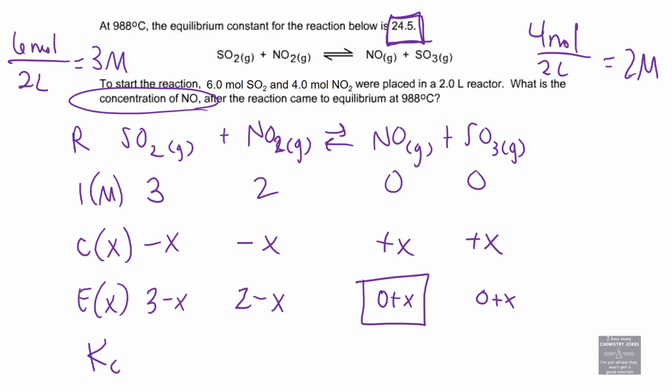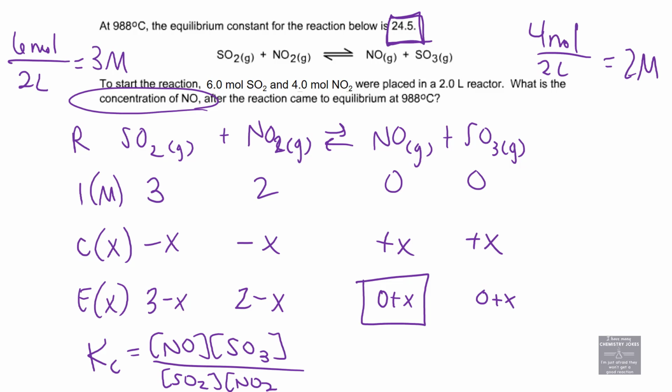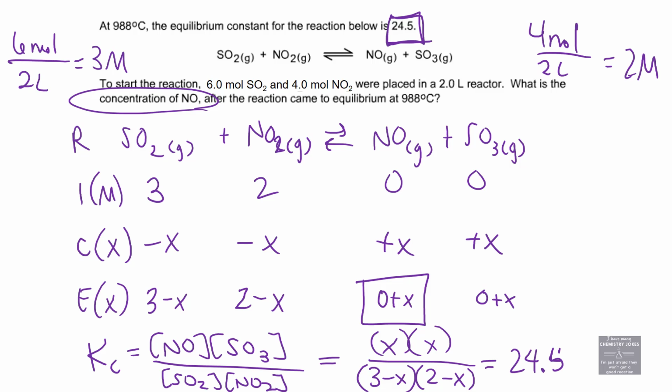So the Kc expression for this is the concentration of NO times the concentration of SO3 divided by the concentration of SO2 times the concentration of NO2. So if I plug in the values from my equilibrium row, that becomes x times x divided by 3 minus x, 2 minus x, and that equals the Kc value they gave me, 24.5. I almost wrote the wrong number, 24.5. From there, solve for x.